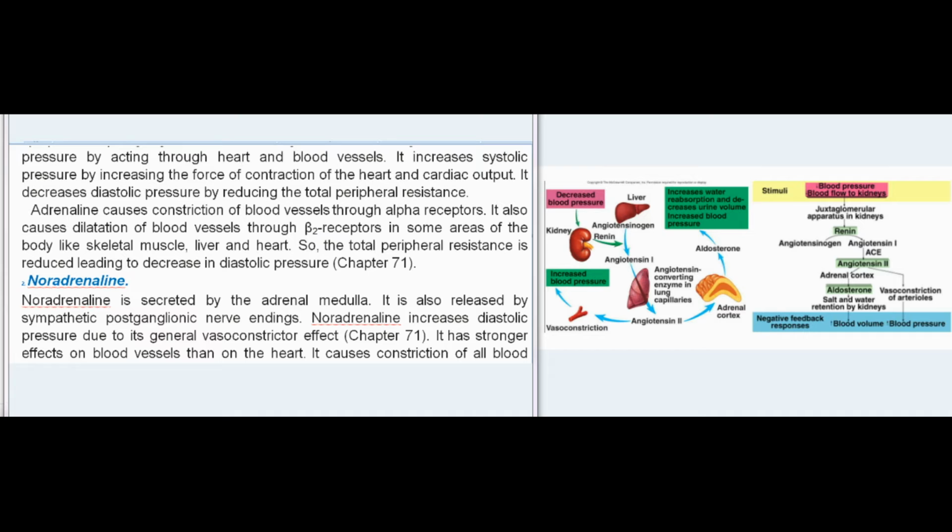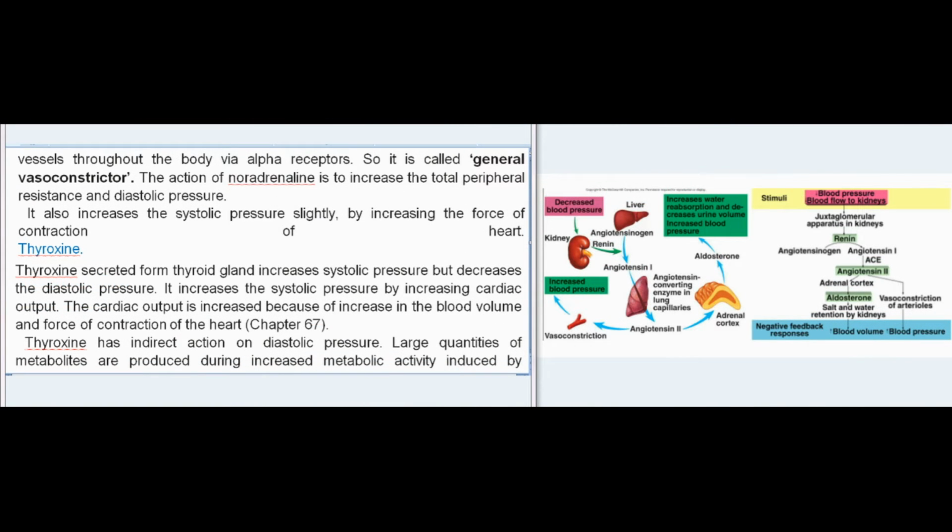Noradrenaline. Noradrenaline is secreted by the adrenal medulla. It is also released by sympathetic postganglionic nerve endings. Noradrenaline increases diastolic pressure due to its general vasoconstrictor effect, Chapter 71. It has stronger effects on blood vessels than on the heart. It causes constriction of all blood vessels throughout the body via alpha receptors. So it is called general vasoconstrictor. The action of noradrenaline is to increase the total peripheral resistance and diastolic pressure. It also increases the systolic pressure slightly, by increasing the force of contraction of heart.